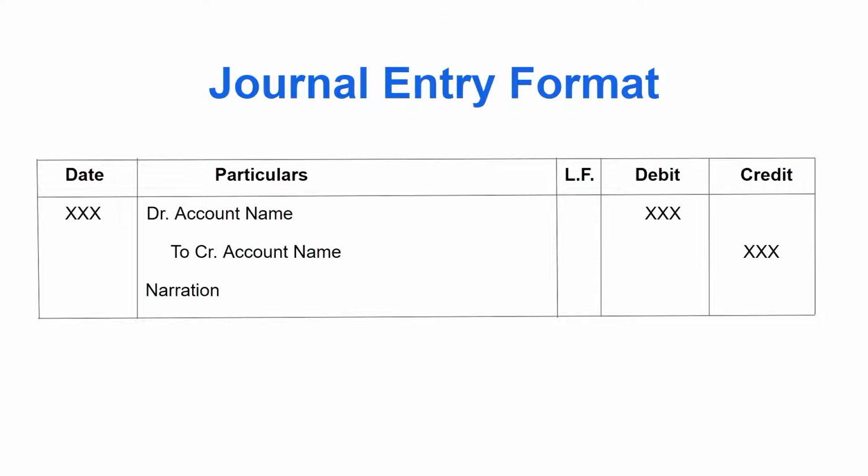Let's see the journal entry format. Date, particulars, ledger folio, debit and credit. You record the date of the transaction, the accounts debited and the account credited, and then the narration. Let's now use a simple example and understand.